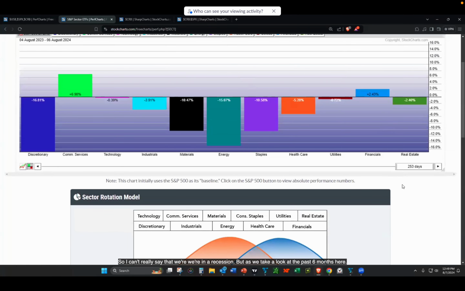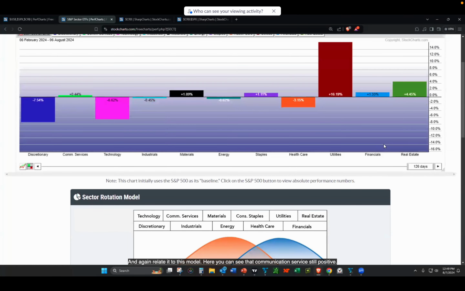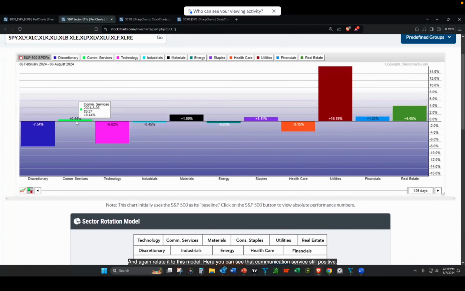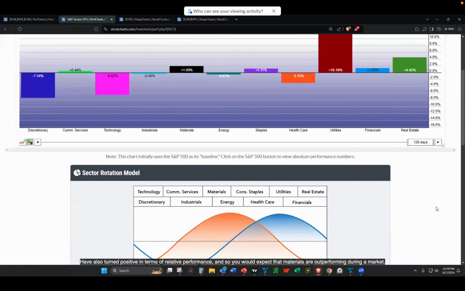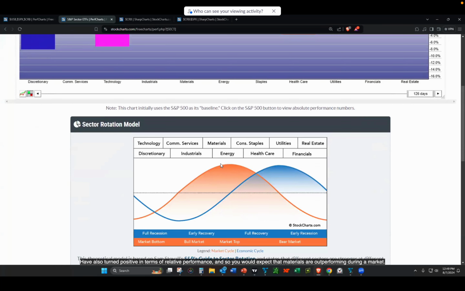But as we take a look at the past 6 months here, and again, related to this model here, you can see that communication services is still positive. Materials, staples, utilities, financials, and real estate have also turned positive in terms of relative performance. And so you would expect that materials are outperforming during a market top. Staples, utilities, real estate, financials, those should be performing during a bear market. But again, even though we've seen a sell-off in the last couple of weeks, it's not a bear market, and I'll show you that here in just a moment.